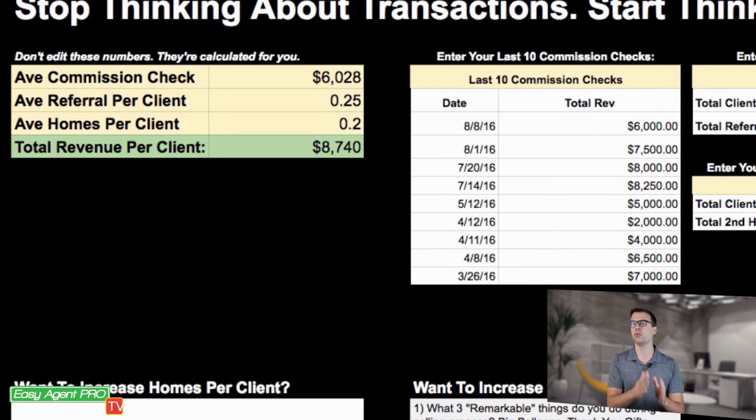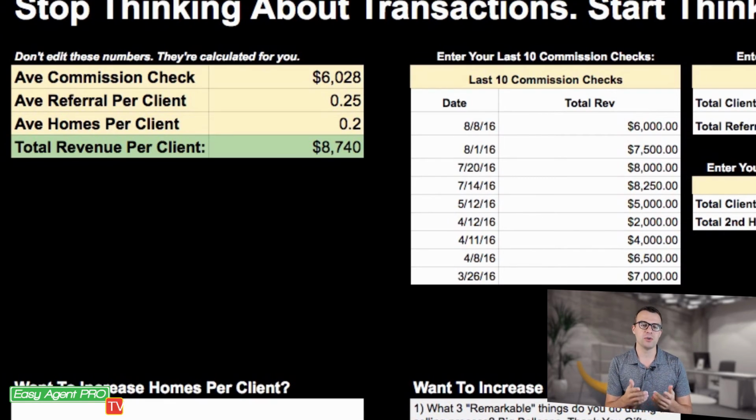It took me from a 0.25 where every 4th closing I did got me a referral to maybe a 0.5 where every 2nd closing I did gets me a referral. That's going to dramatically increase your salary, right? And if you do that after increasing your average commission check, you see how this sort of multiplies, and your goal is to increase the bottom number by increasing all 3 of the middle numbers, right?